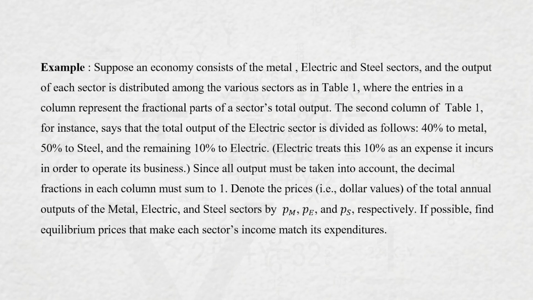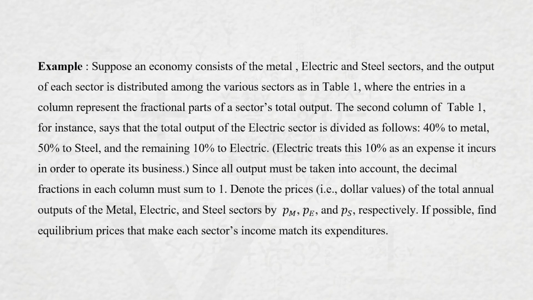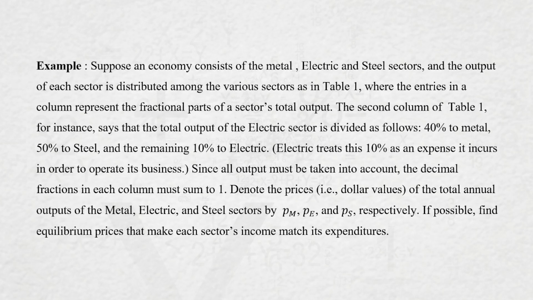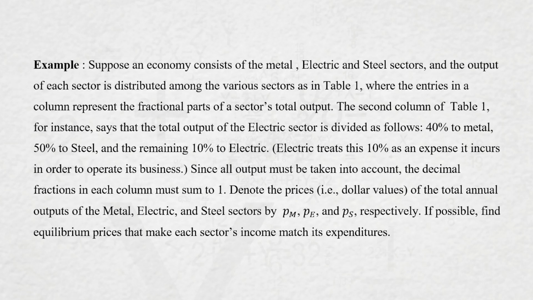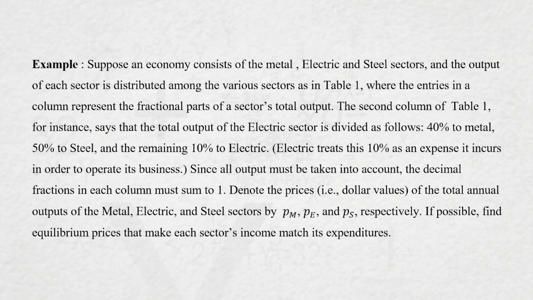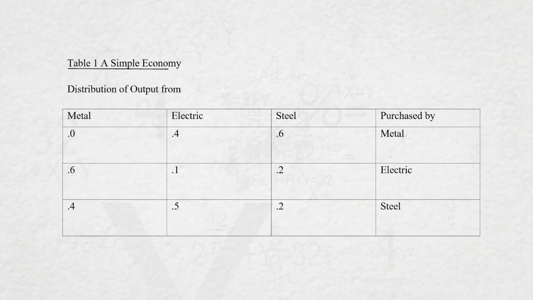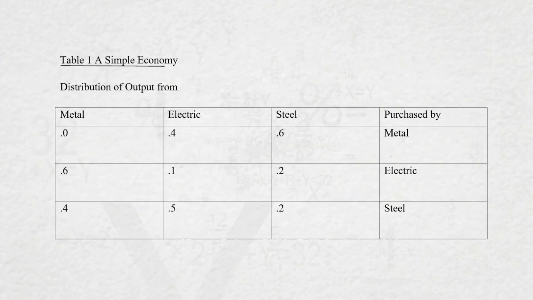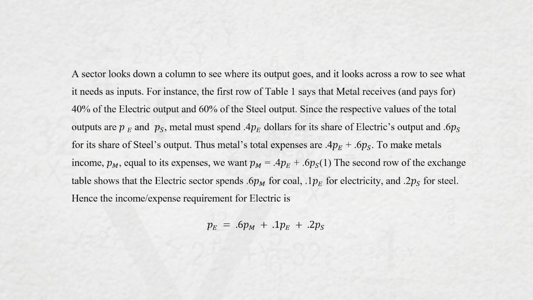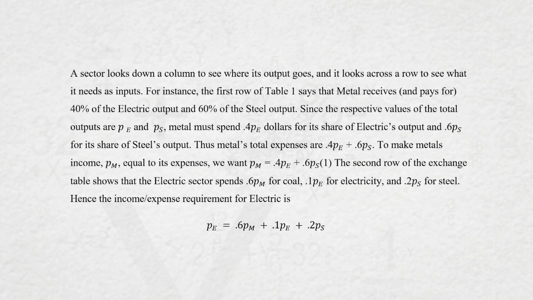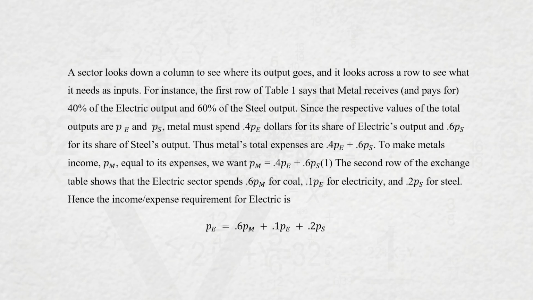Denote the prices, that is dollar values, of the total annual outputs of the metal, electric and steel sectors by PM, PE and PS respectively. If possible, find equilibrium prices that make each sector's income match its expenditures. The table that we have spoken of is on the screen now. We can see a sector looks down a column to see where its output goes and it looks across a row to see what it needs as inputs.